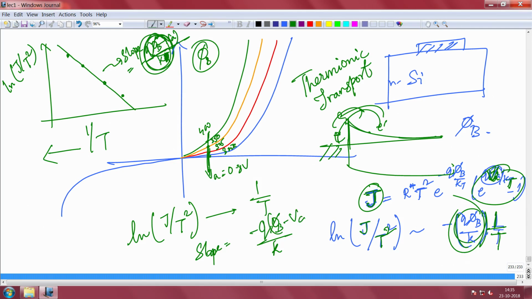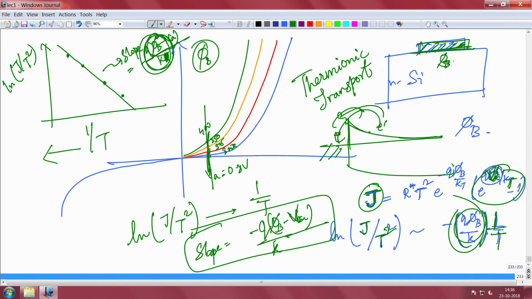Or it can sometimes be q phi b minus VA. So you can look at a particular VA. So basically from the slope you can find out the barrier height. This is a very fantastic way of finding it: if you make a metal contact to a semiconductor and do temperature dependent IV, then you can find out the Schottky barrier height at the metal semiconductor interface.